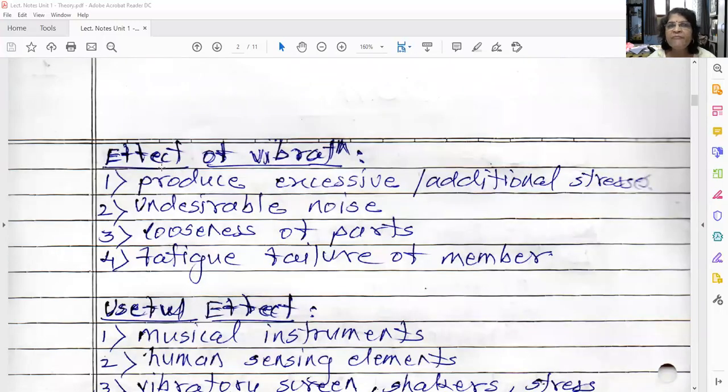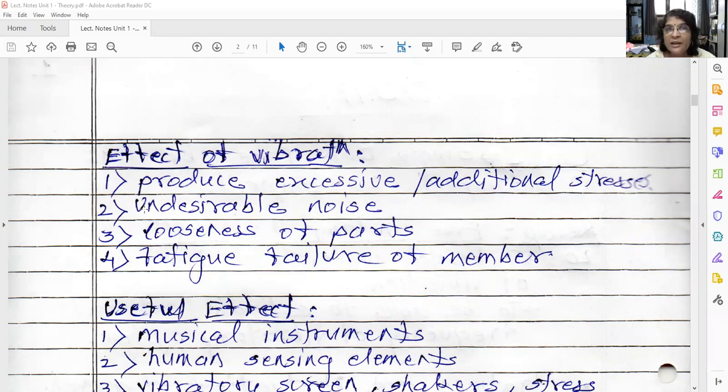Now next is the effect of vibration. The first effect is that it will produce excessive or additional stresses. When we design a part, we always consider the stresses produced by torques, loads, or moments. In addition to those stresses, vibrations will produce excessive stresses, for example in gears, shafts or bearings.